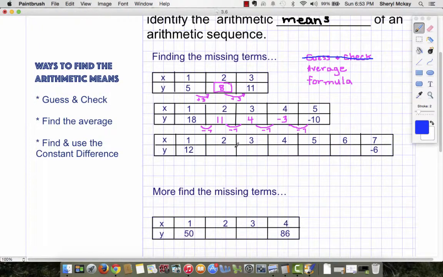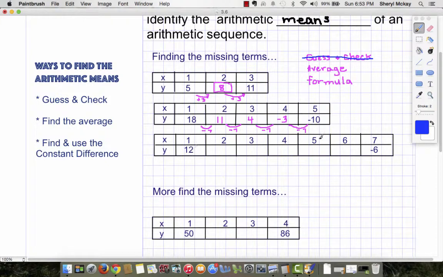So go ahead and work on what the missing terms are. Now we've got 1, 2, 3, 4, 5 missing terms that you're going to figure out to get from 12 to negative 6. Try that out. So what did you do? Did you go ahead and do the averaging again, or did you come up with another way to do this?